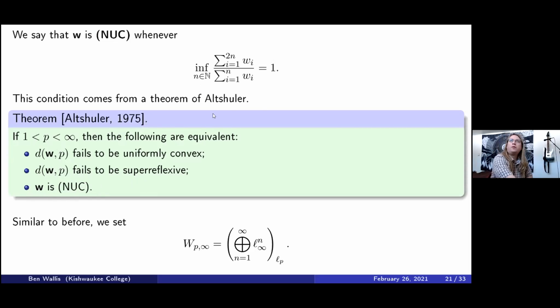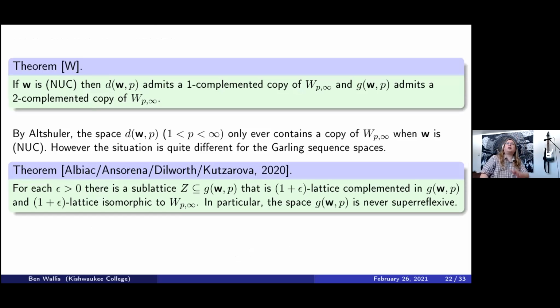The way he did it was to find really nice finite dimensional copies of L infinity. And so I got to thinking, well, could we string together those finite dimensional copies of L infinity to make an LP sum of L infinities? Then maybe it could be complemented. And so, yeah, that's exactly what happened. I'm going to use this notation here, W^{P,∞}, to refer to this LP sum of finite dimensional copies of L infinity. And it turns out that if the weight W satisfies that NUC condition, then the Lorentz sequence space admits, and by the way, so does the Garling sequence space, complemented copies of that W^{P,∞} space.